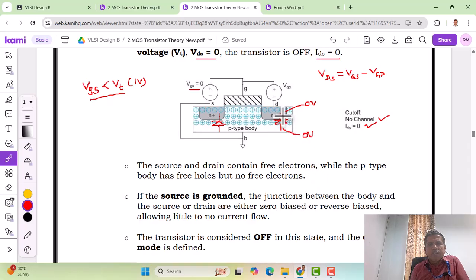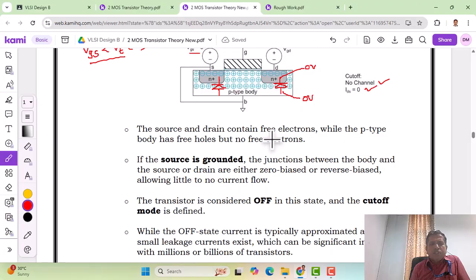So therefore again, these diodes in the periphery of the N plus regions of source and drain are zero biased or reverse biased, and they will not allow current to flow through the body region here. So therefore the drain to source current is going to be zero. And this shuts off the transistor. The transistor is considered to be in the off state, and hence the cutoff mode is defined.